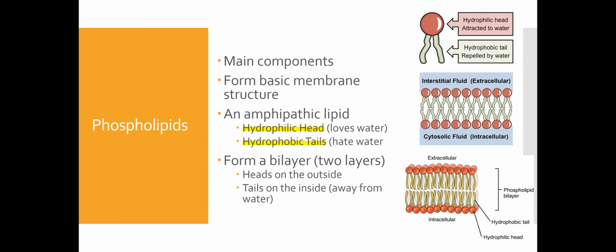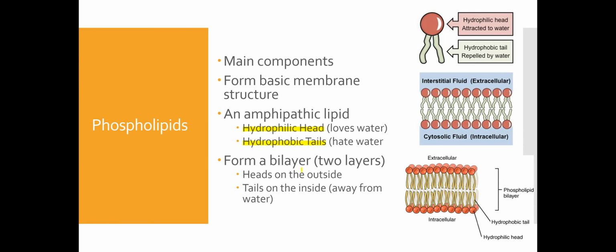And so you have to understand that there's always going to be water inside the cell, and there's always going to be water outside the cell. And so what happens is, because of the structure of these phospholipids, they naturally turn so that the tails are away from water. And what that gives us is a bilayer. The basic structure of our cell membrane is a phospholipid bilayer, or 2 layers.